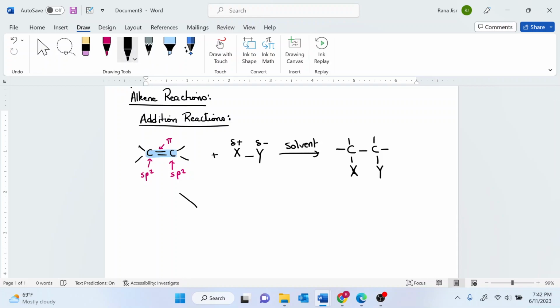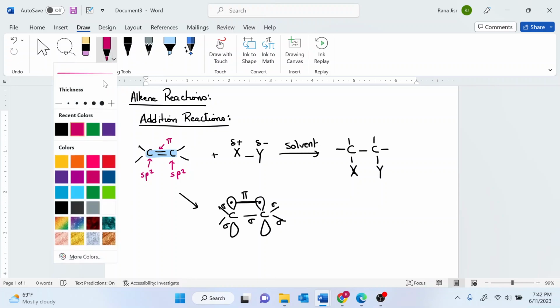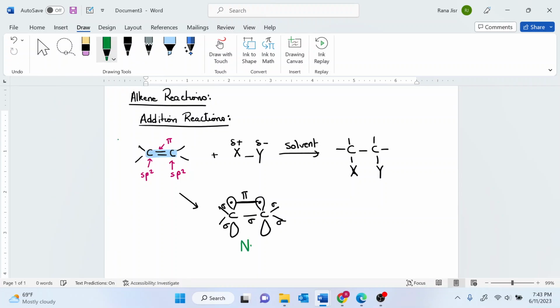If we look at the valence bond representation of the pi bond, you would see that the electrons reside in the p orbitals, and the p orbitals overlap to make a pi bond for the alkene. All of those are our sigma bonds, and you do have a pi bond in there. So this pi bond is going to make the alkene a nucleophile, meaning that it is an electron source.